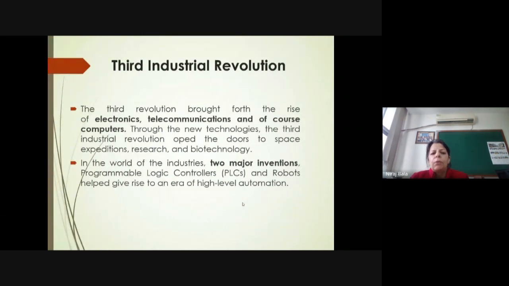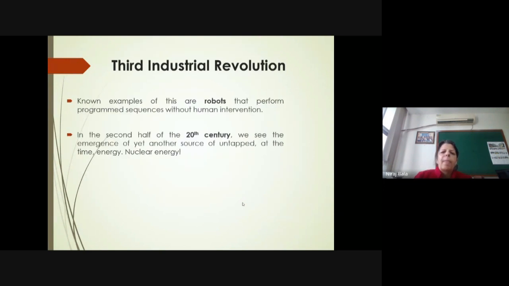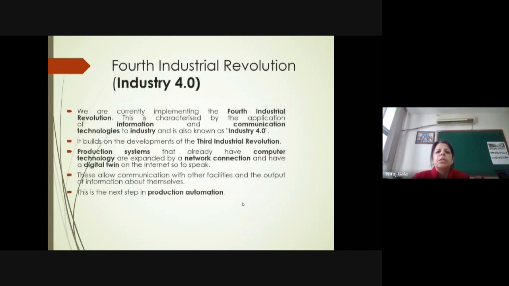In the world of industries, two major inventions, programmable logic controllers (PLCs) and robots, helped to give rise to an era of high level automation. So all this automation started in the third industrial revolution. And another very important thing which we are forgetting which took place in the third industrial revolution is nuclear energy. Nuclear energy was also tapped during this industrial revolution. These days you are all aware that we have robots, autonomous robots, and drones. All these started in the third industrial revolution.